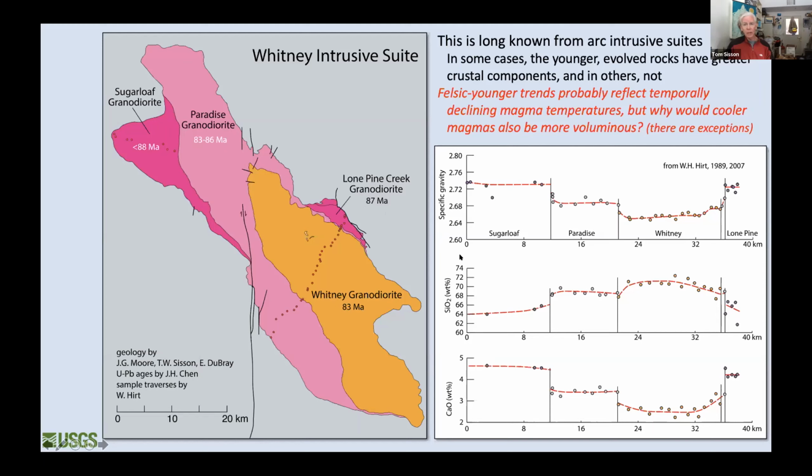So in some cases, the younger members of these zoned intrusive suites have greater complements of crustal components, but in other cases, they don't. So the felsic younger trends, to my thinking, probably reflect overall declining magmatic temperatures. But why would the more felsic younger magmas, lower temperature magmas, also be more voluminous? So there's another question for some of you to think about. And in full disclosure, there are exceptions to this rule.